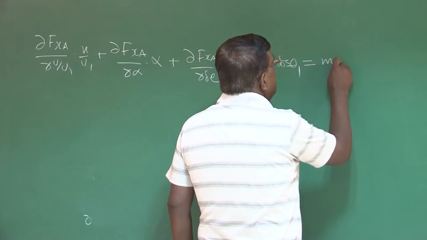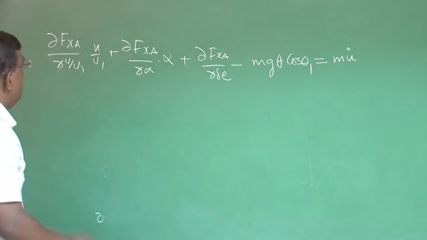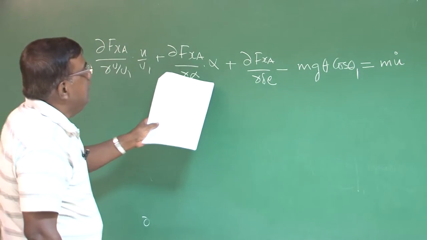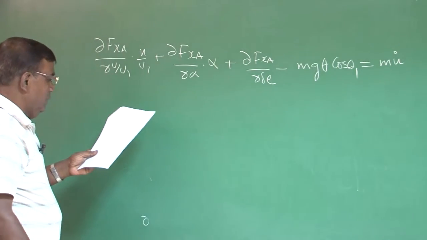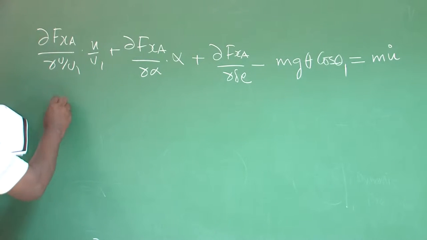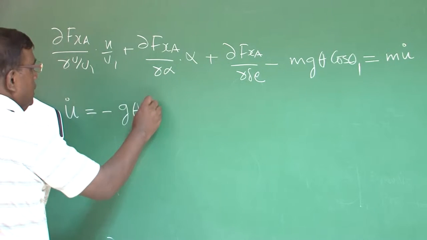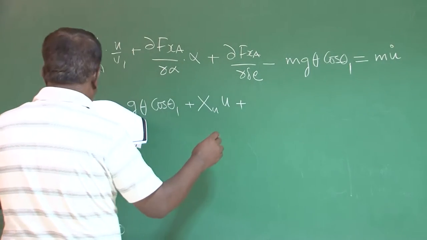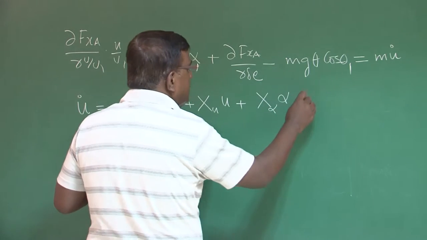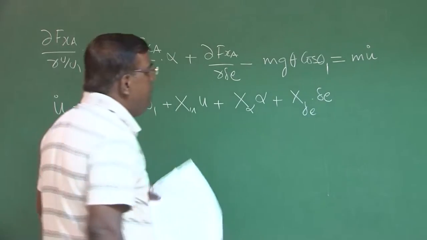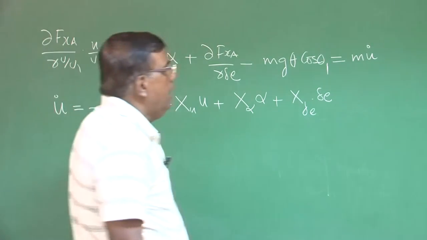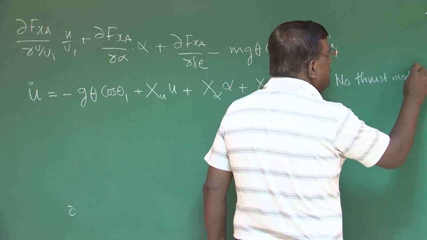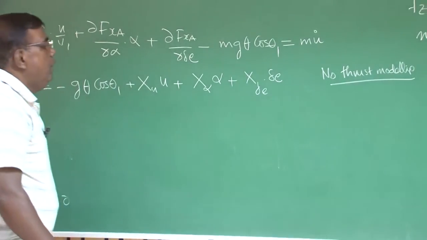So this is equal to m u dot, right? And now if I substitute the expression of dFxa by du by u1, dFxa by d alpha and dFxa by d delta e, whatever expression I have given you, then I can straightforwardly write u dot equal to minus g theta cos theta 1 plus Xu into u plus X alpha into alpha plus X delta e into delta e. Please be reminded that we have assumed no thrust modeling, which can be easily done the manner in which we are doing for drag.